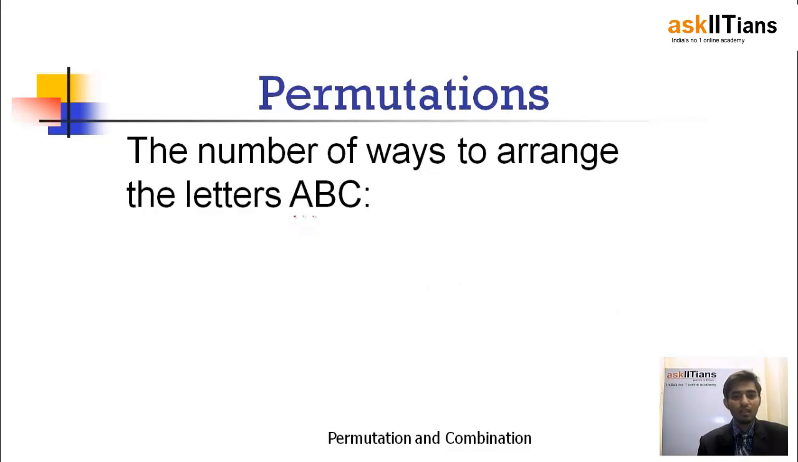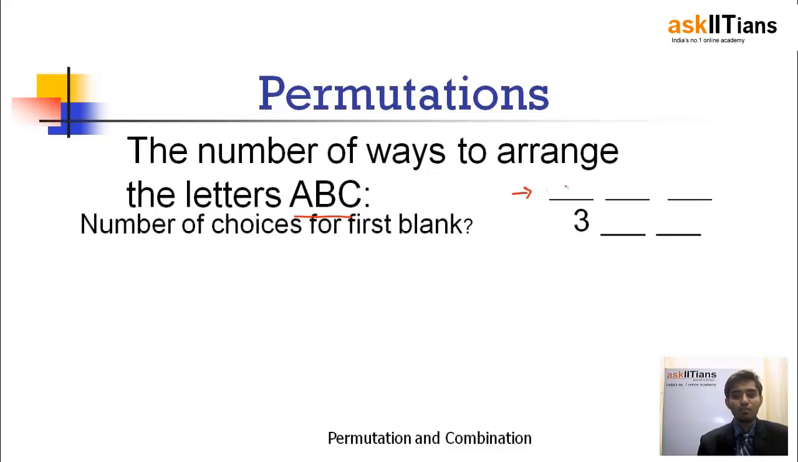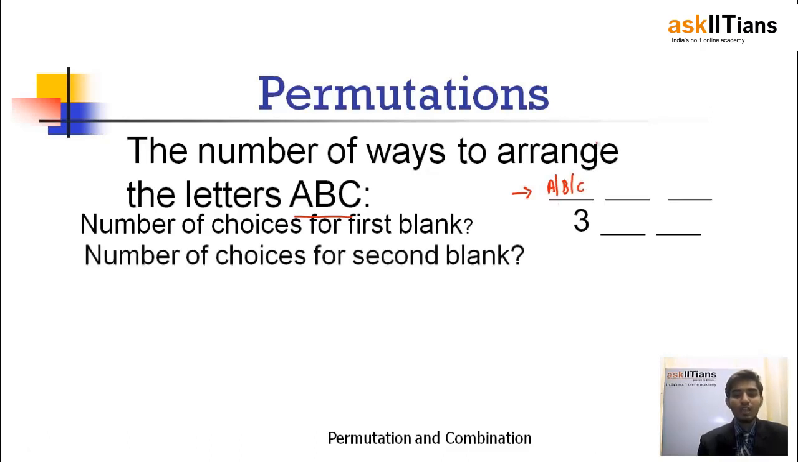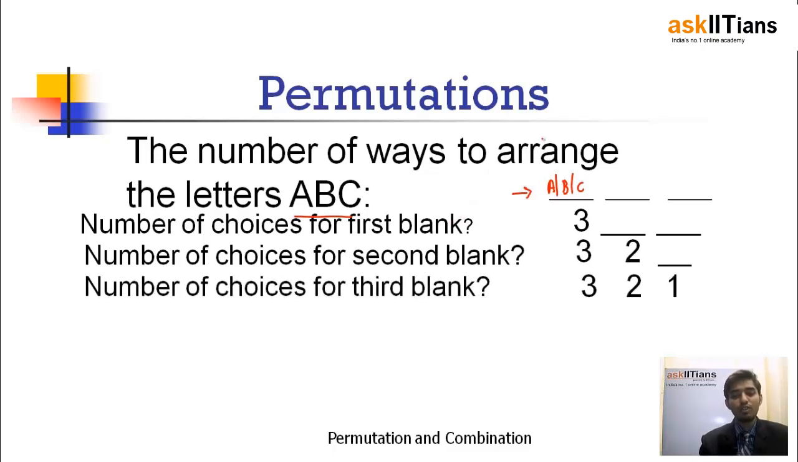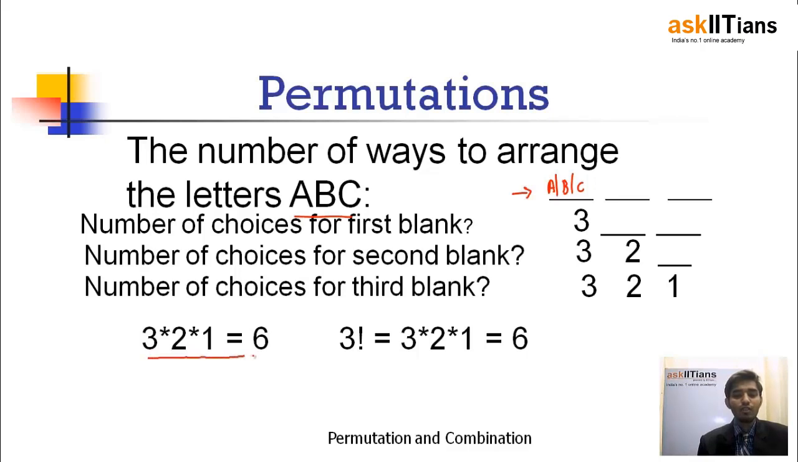If I have three letters A, B, C, and if I want to arrange them in a particular order, these are three blank spaces on which I want to arrange these three letters A, B, C. So for the first blank, I will have three choices. Either I can put A, or I can put B, or I can put C. For the second blank, I will have only two choices because one letter is already occupied on the first blank. And similarly for the third blank, I will have only one choice that will be left out. So the total number of ways in which I can arrange these three letters A, B, C will be 3 into 2 into 1, that is equal to 6. Okay, so 6 ways are possible.